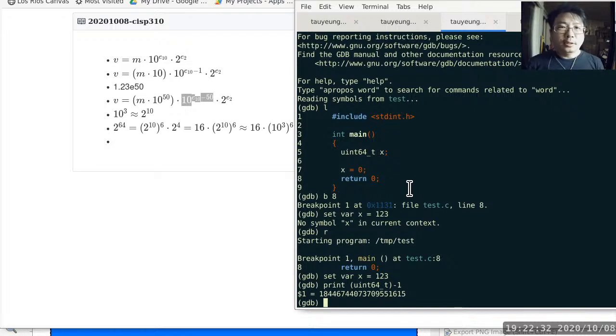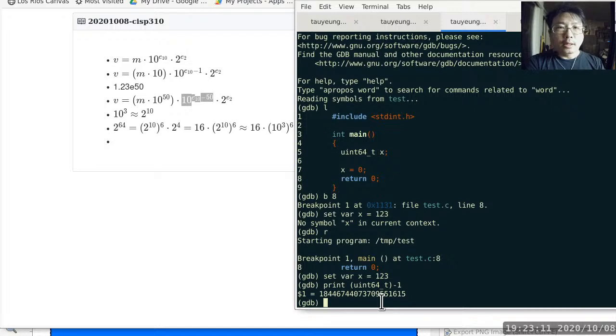It has to do with the binary representation of -1 and the binary representation of this number being exactly the same. One is the signed representation, which means the most significant bit of 1 represents, in this case, subtraction of 2 to the power of 63, whereas the other one is adding 2 to the power of 63 to the whole thing. So indeed, this is the quickest and easiest way to get to the largest value of a 64-bit unsigned integer.